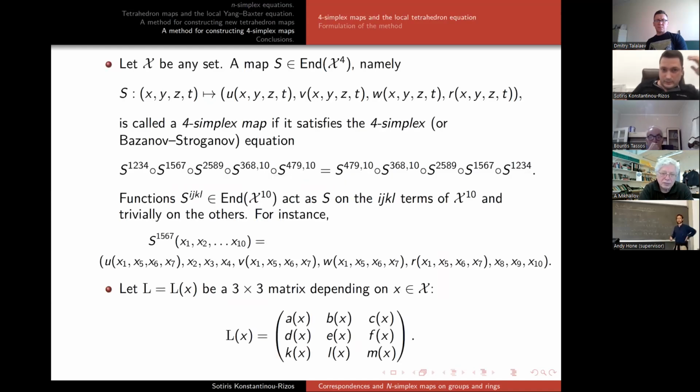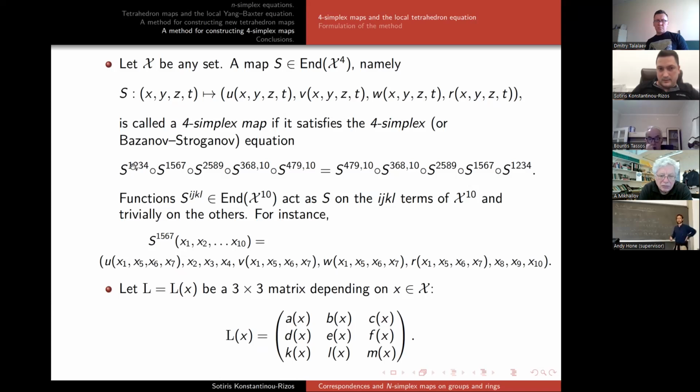So let's start with what is the 4 simplex equation. Again, we'll start with a set. A 4 simplex map is a map that takes 4 elements of this set X, capital, and gives you functions of these variables, U, V, W, R, and will be called a 4 simplex map if it satisfies the 4 simplex equation, or Bazhanov-Stroganov equation.